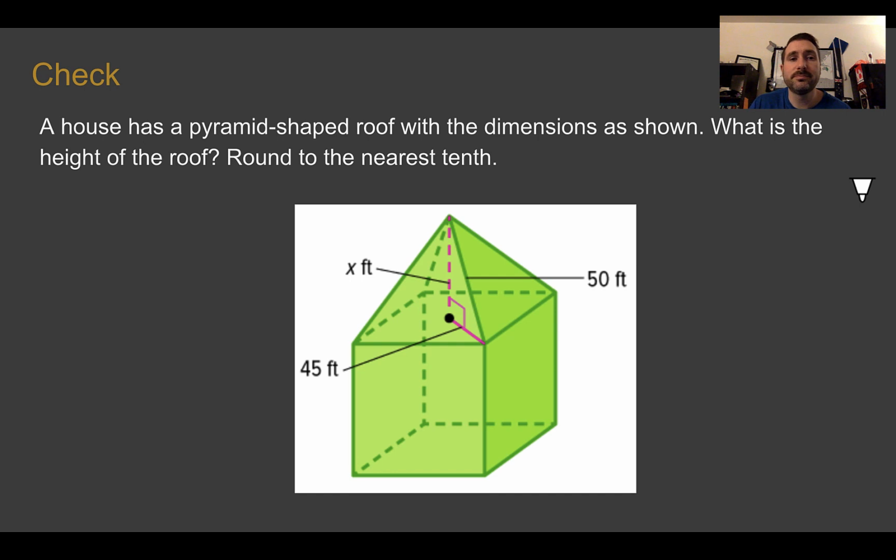Check your answer. You should have found that the height was 21.8 feet. Again, we can see here, even though it doesn't look like a right triangle, we can see that little square in the corner. Knowing that it's a right triangle, we can use the Pythagorean theorem. So 50 squared minus 45 squared would give us x squared, and then taking the square root of that would give us 21.8.